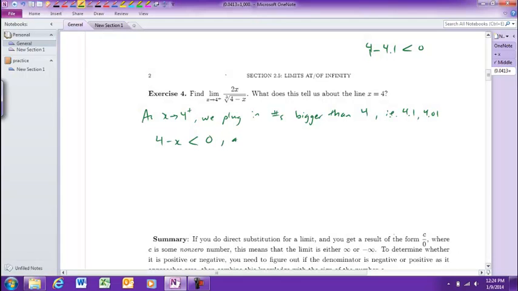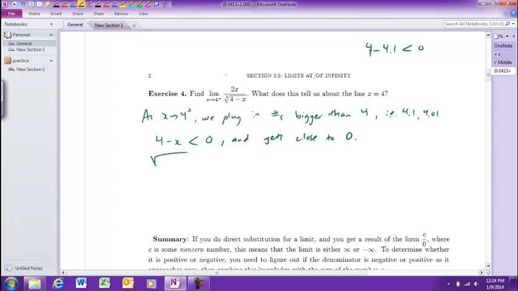And what's more, it gets really small. It gets close to 0. So here, if I plug in 4.1, I'm getting a negative number, but it's like negative 0.1. If I plug in 4.01, it's negative 0.01. Again, a really small decimal number, close to 0, but negative.